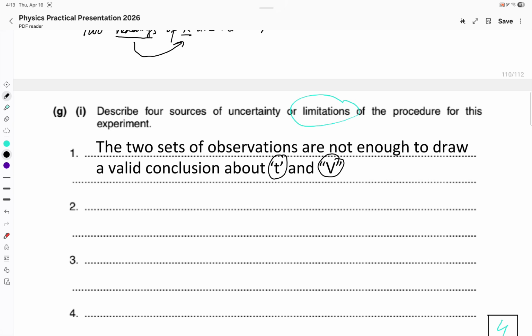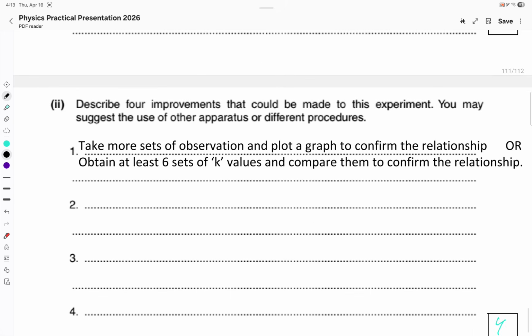All right. Now, the final response. How are you going to write the answer then? Take more sets of observations and plot a graph to confirm a relationship, or obtain at least 6 sets of K values and compare them to confirm the relationship. This is the right physics.